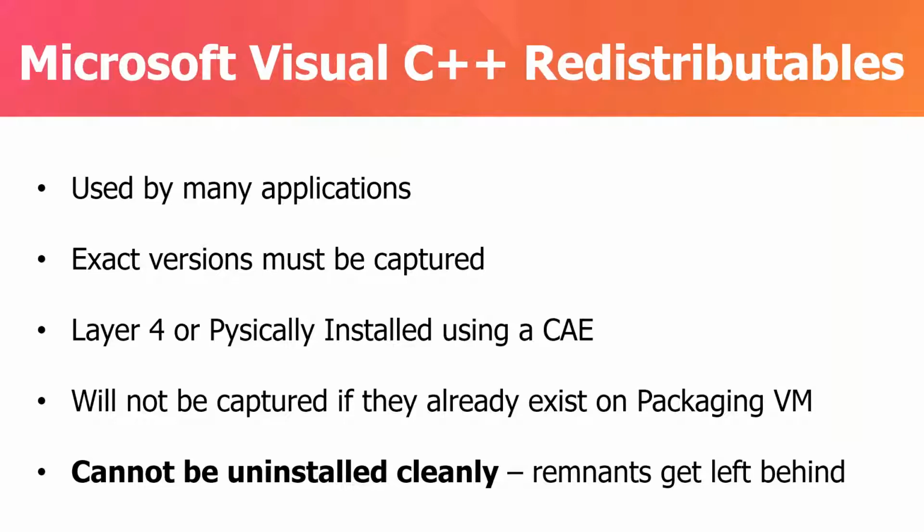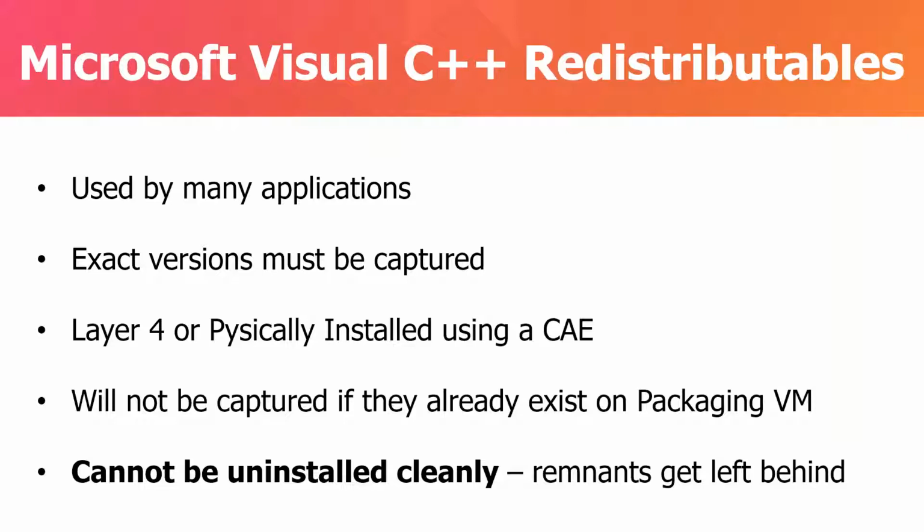So the best way to deal with that, and the way that Numecent recommends you deal with them, is that you install them using a custom app event or configurable app event. So you include the installers for those C++ in your app set, and then you use an after virtualization app event to physically install those on the target machines.